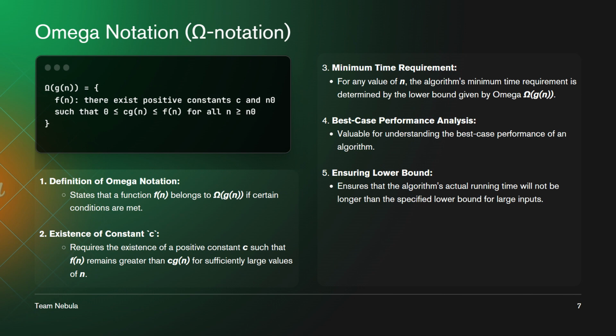The given expression defines that a function f of n belongs to the set omega of g of n if there exists a positive constant c, such that it remains greater than c g of n for sufficiently large values of n.